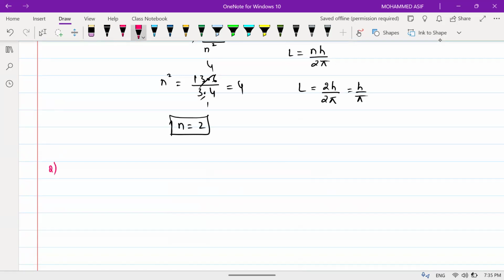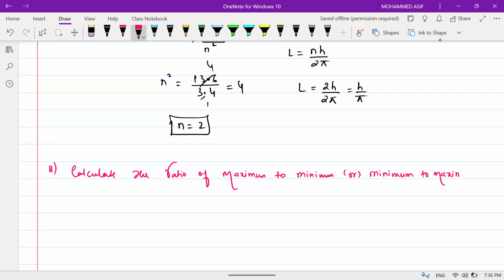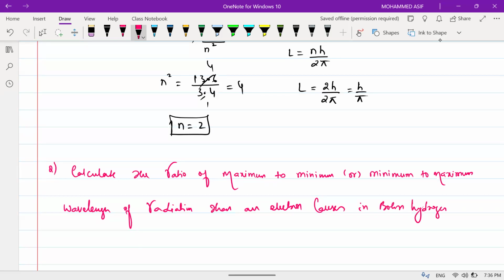This question is also very famous. Calculate the ratio of maximum to minimum or minimum to maximum, anything right now, maximum wavelengths of radiations that an electron causes in Bohr's hydrogen atom.